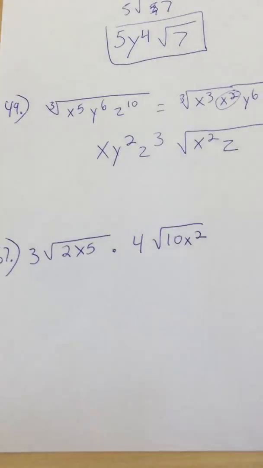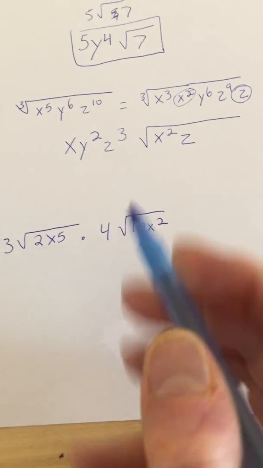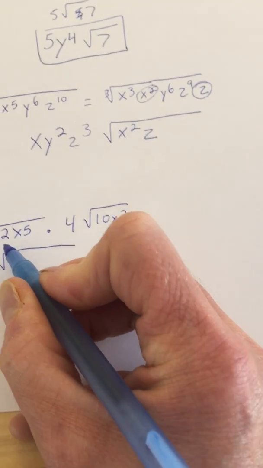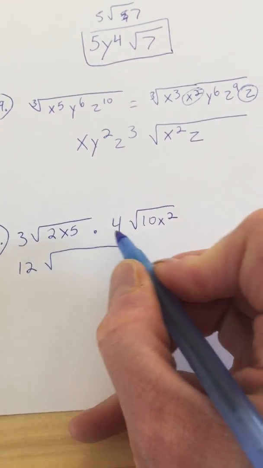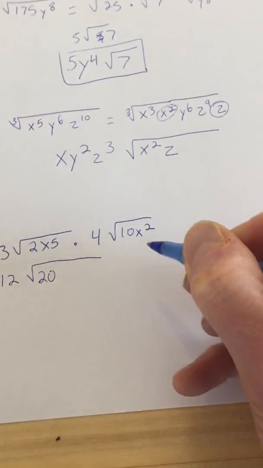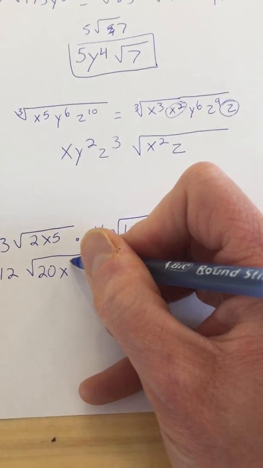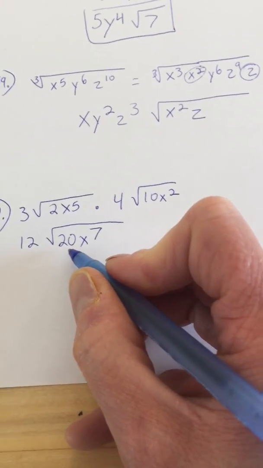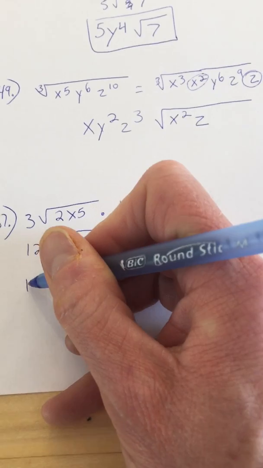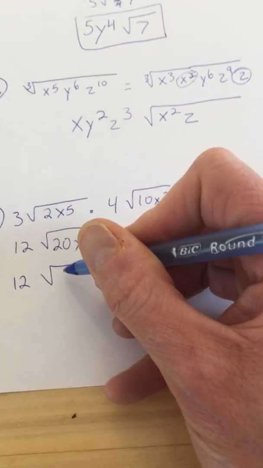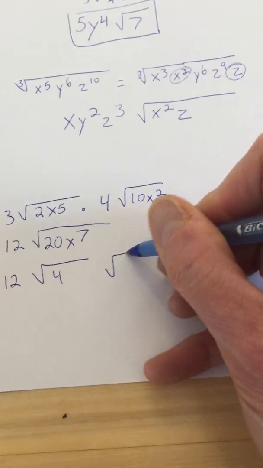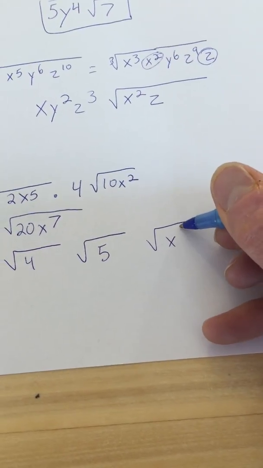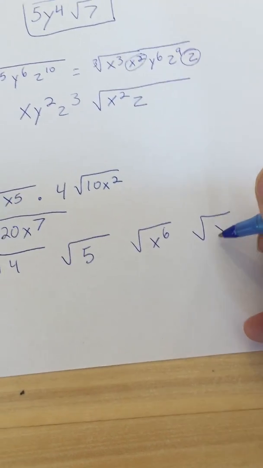And then the last one, took me a second to figure this out, but 3 times 4 is 12. And then inside, so this is a multiplying one, inside you have the 2 times the 10, so 20. And then the x times the 5, you're really going to do x to the 7th. And then you're going to kind of work with this 20. And really what you're going to think about is 4, which could be a square, and 5, and then x to the 6th, and then x.